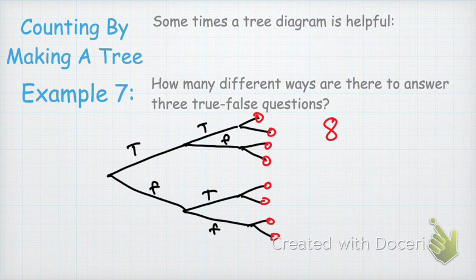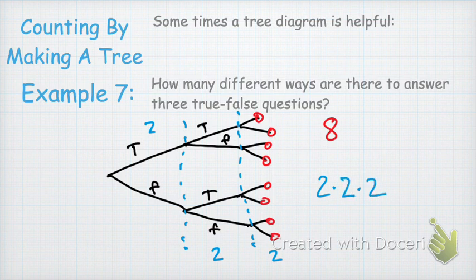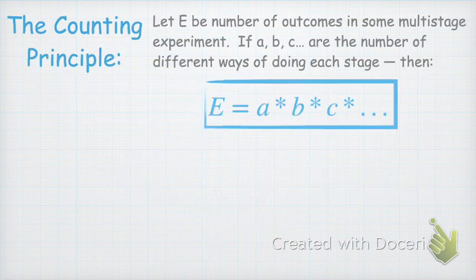But something to note with this is that the first stage, if you will, there were 2 possibilities. And then in the second stage, there were 2 possibilities each. And then in that third stage, there were 2 possibilities each. And it's not a coincidence that 2 times 2 times 2 happens to equal 8. In fact, this idea is what's called the counting principle. Big fancy word for pretty simple idea, right?